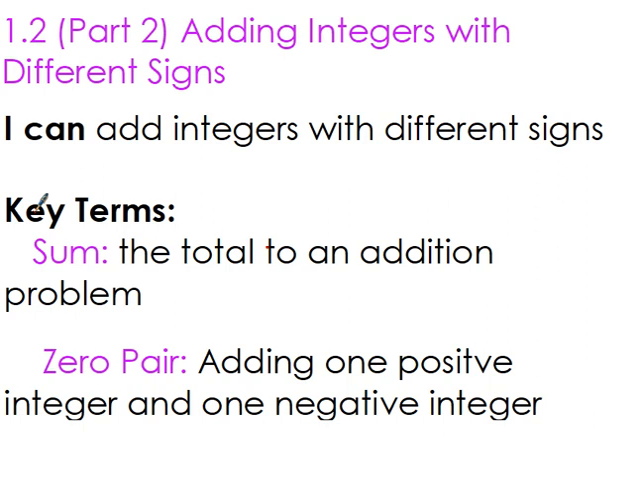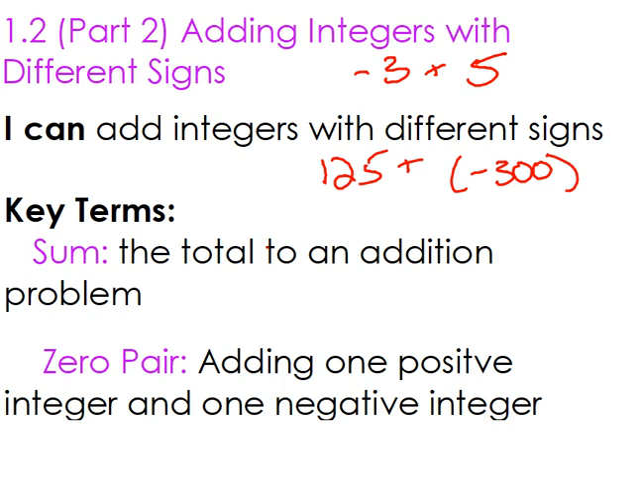Alright, so what we're going to do is add integers with different signs. So we are focusing on adding a positive integer with a negative integer, something like -3 plus +5, or let's say 125 plus -300. Adding a positive with a negative number. That's what we mean by different signs.